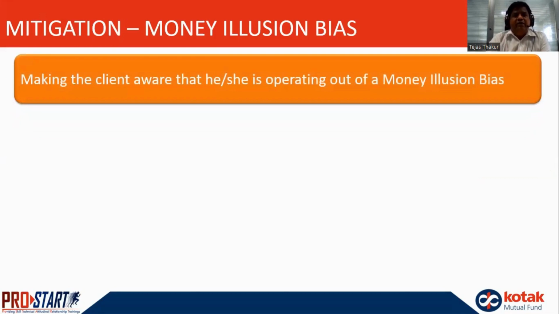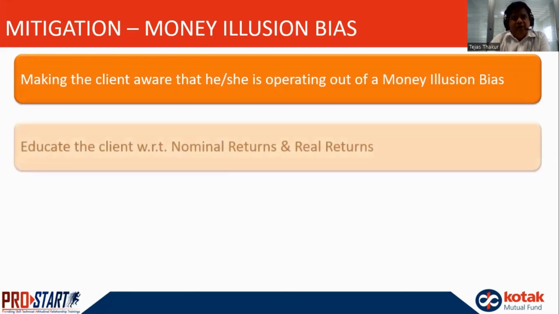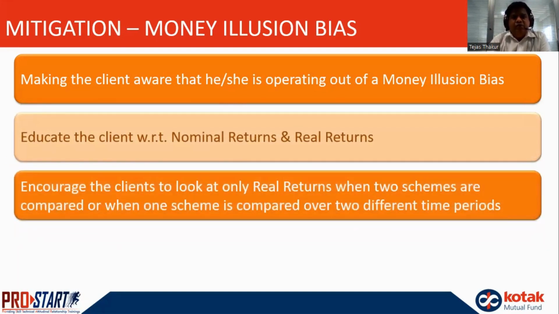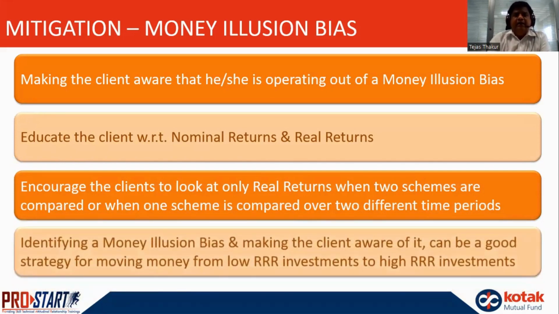Mitigation: making the client aware that he or she is operating out of a money illusion bias is good enough. Educate the client with respect to nominal returns and real returns. Encourage the clients to look at only real returns when two schemes are compared, or when one scheme is compared over two different time periods. And identifying money illusion bias and making the client aware of it can be a good strategy for moving money from low RRR investments into high RRR investments.